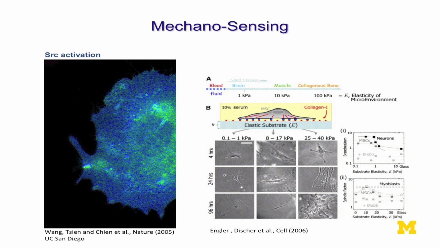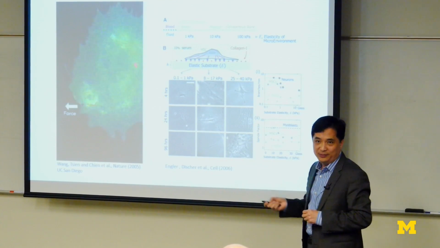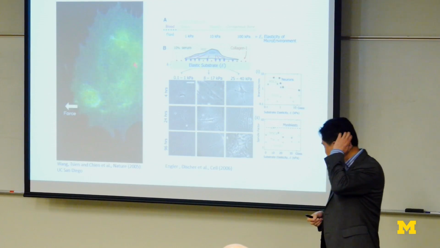So here are two examples in the literature. In the first example, this was the work done at UC San Diego. It shows some acute response of a cell to mechanical loading. If you apply a local force here, and here the signal is the SRC kinase activation, you can see the propagation of this signal in the cells within seconds to minutes. So this is an acute response.